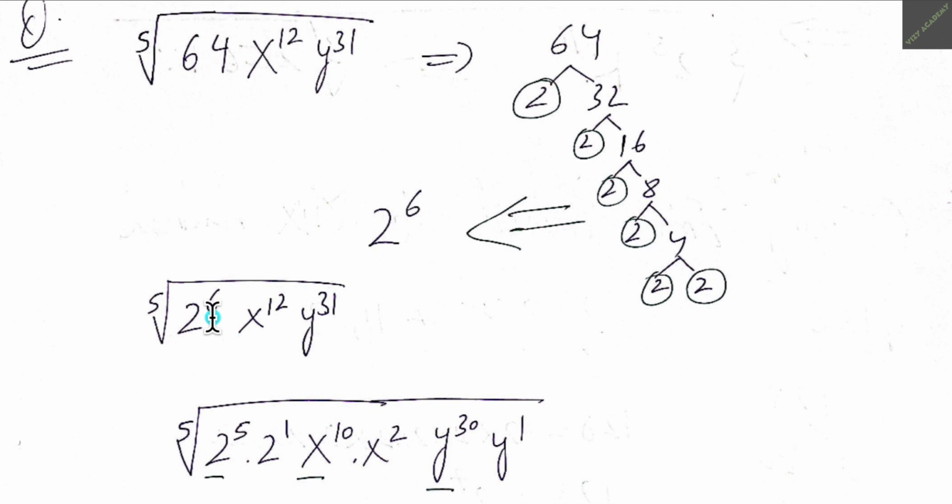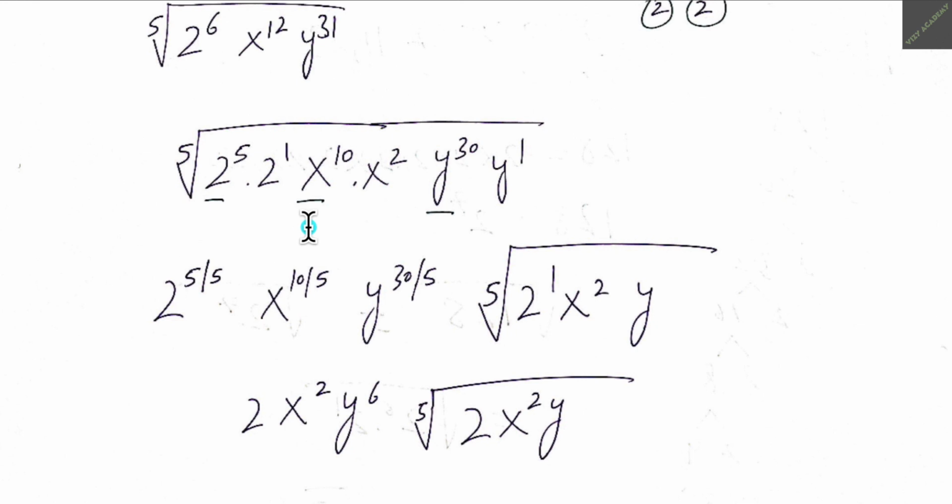So 2 to the power of 6 changes to 2 to the power of 5 and 2 to the power of 1. X to the power of 12 changes to x to the power of 10 and x square. Y to the power of 31 changes to y to the power of 30 and y to the power of 1. If we see here, 5, 10 and 30 are multiples of 5. Hence we will be taking out 2 to the power of 5, x to the power of 10, y to the power of 30. It's a good idea to underline these multiples.